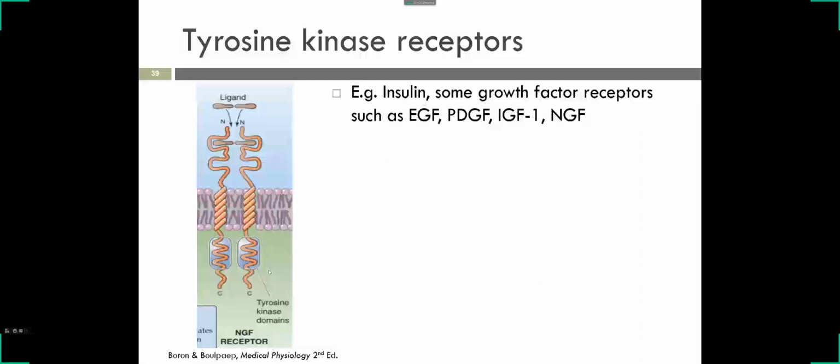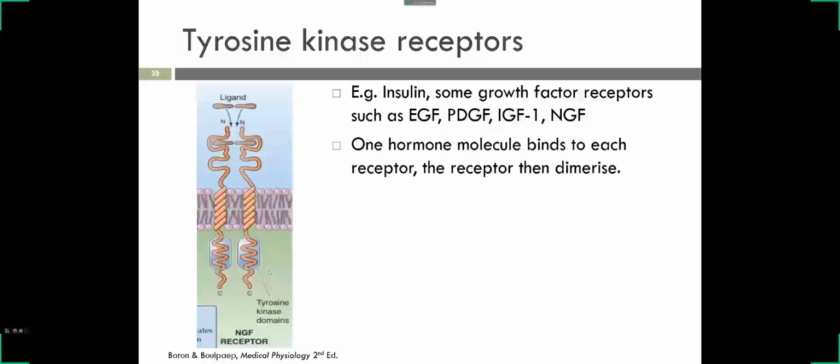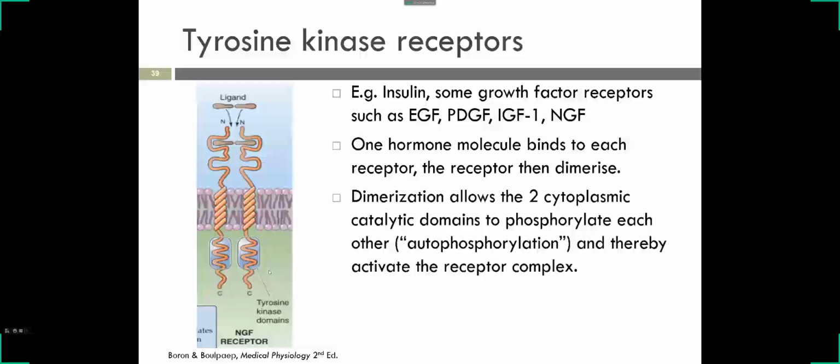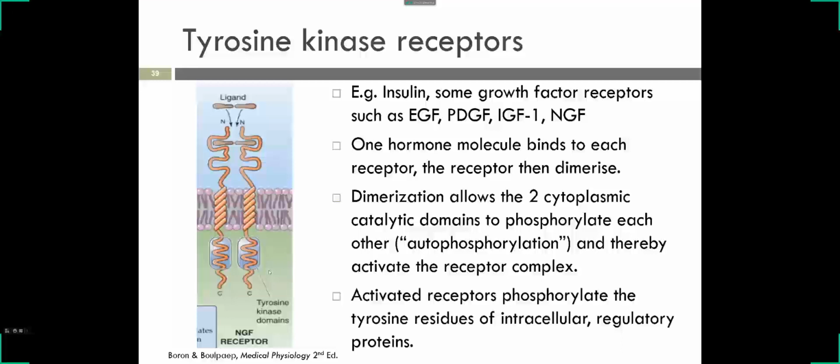In terms of enzymology, endocrinology, you have the insulin receptors and some of the growth factors, EGF, PDGF, IGF, and NGF. In this case, one hormone molecule is binding to each of the receptors, which then leads to dimerization. Dimerization allows the two cytoplasmic domains to phosphorylate each other because they come together, and then you get this downstream activation.